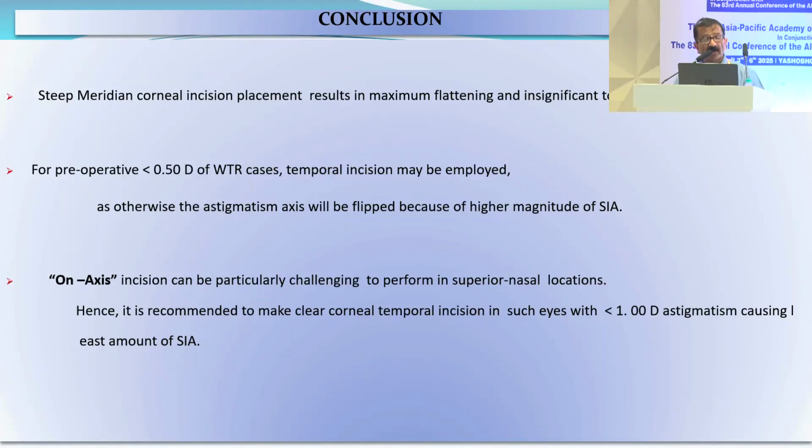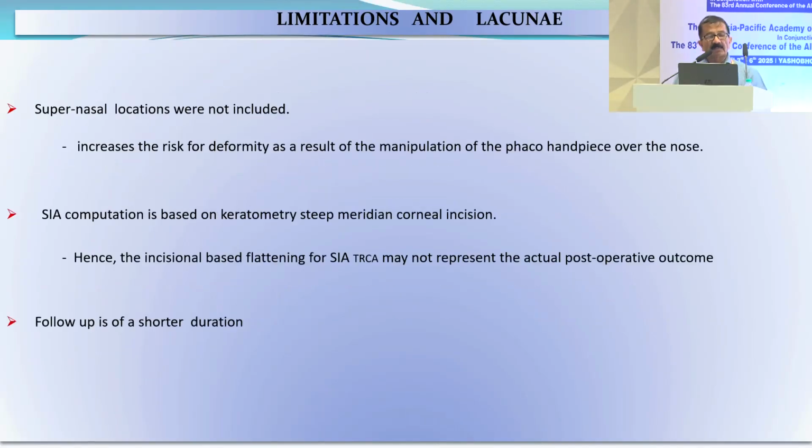In preoperative WTR astigmatism of less than 0.5 diopter, a temporal incision may be employed, as otherwise the astigmatism axis will be flipped because of the higher magnitude of SIA. The on-axis incision can be particularly challenging to perform in superior nasal incision. Hence, it is recommended to make a clear corneal temporal incision in such cases of less than 1 diopter, causing the least amount of astigmatism. The limitations: the superior nasal incision was not included. This increases the risk of deformity as a result of manipulation of the phaco handpiece over the nose.